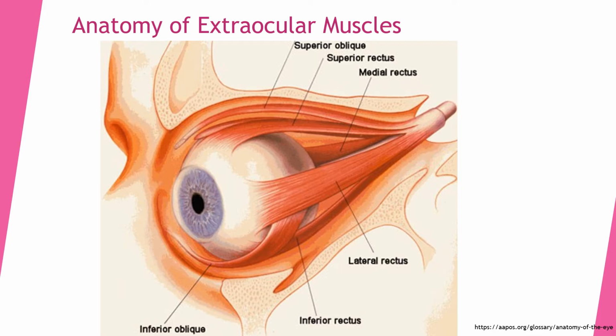The actions of these muscles can be memorized by SINRAD, S-I-N, and R-A-D. S-I-N means that the superior, so any muscles with the word superior in it, intorts. So naturally, all the muscles inferior will extort the eye. And RAD means rectus muscles adduct, and oblique muscles will abduct.